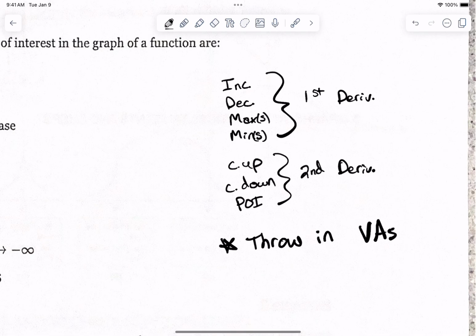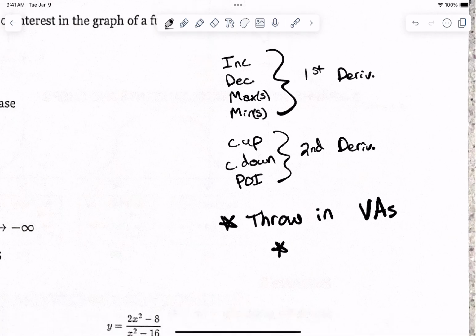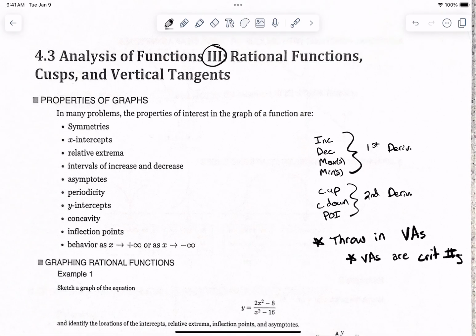The only other issue is now they're going to throw VAs into the mix. Is a VA like the third derivative or something? No. VAs are going to be another critical number, and that's all that it does. So we're going to be doing the same process again, but we have to be conscious of where the VAs are located, because there are going to be critical numbers there as well. That's the only difference in here.